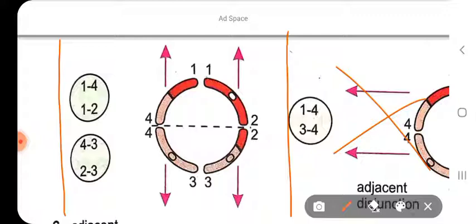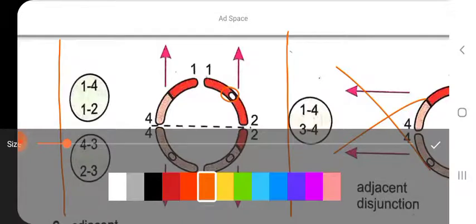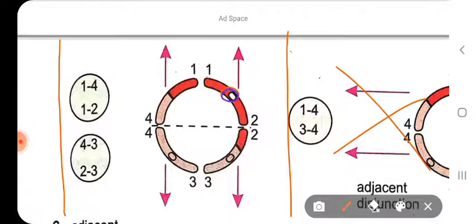So adjacent type 2 segregation rarely occurs. This type of disjunction rarely occurs because here we see two homologous centromeres. So you can see the centromere right here. I'm changing the color. So you can see the centromere right here, right? So the two homologous centromeres, one normal and one translocated, are moving to one pole, and the other two homologous centromeres are moving to the opposite pole.